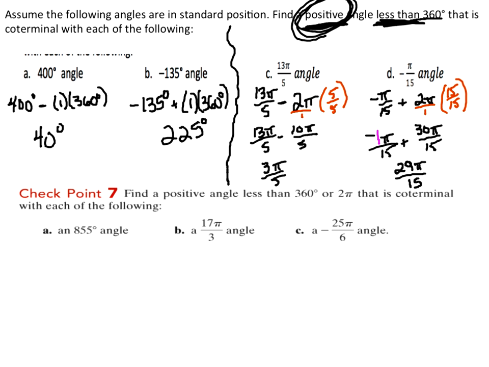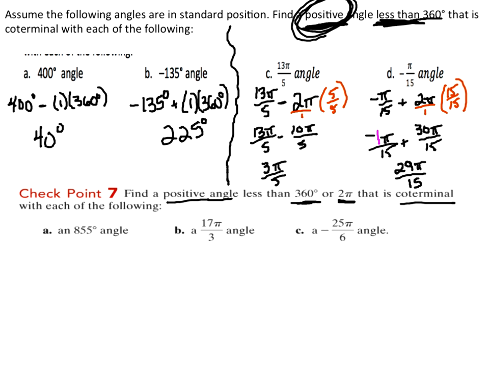Let's look at this checkpoint exercise here. So we have an 855-degree angle, and we're trying to get a positive angle less than 360, or 2 pi, that is coterminal. We're doing the same types of things, but this time we're going to have to use a larger factor of k than just 1. We used 1 and all the ones above, and this one you have to think a little bit more about.